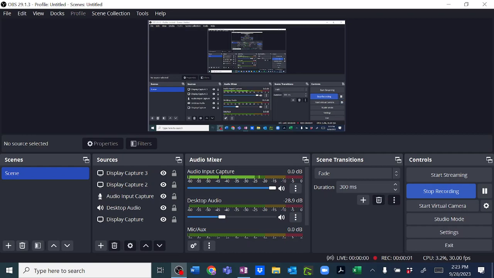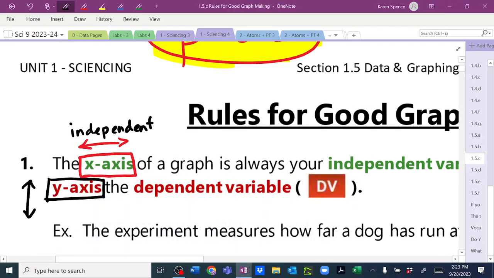There we go. That wasn't bad, actually. Okay. And what goes on the y-axis? The dependent variable.